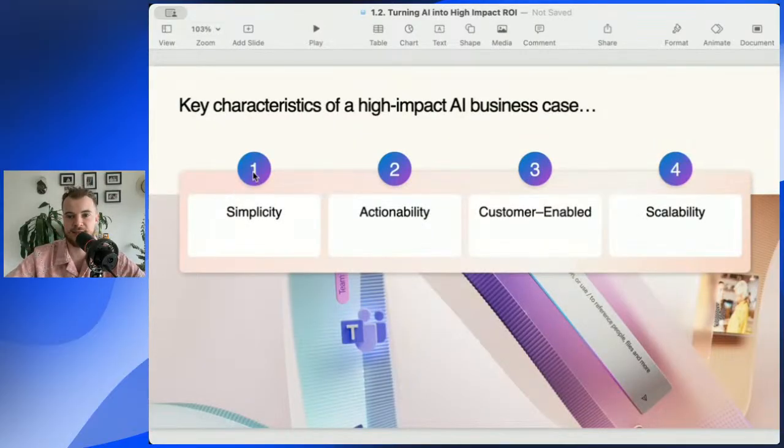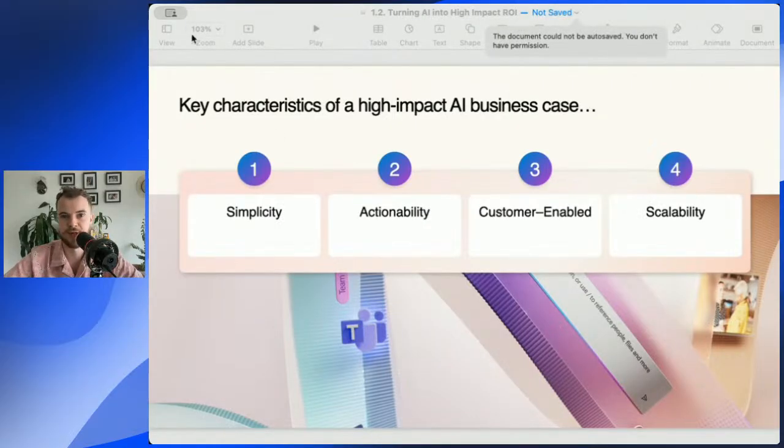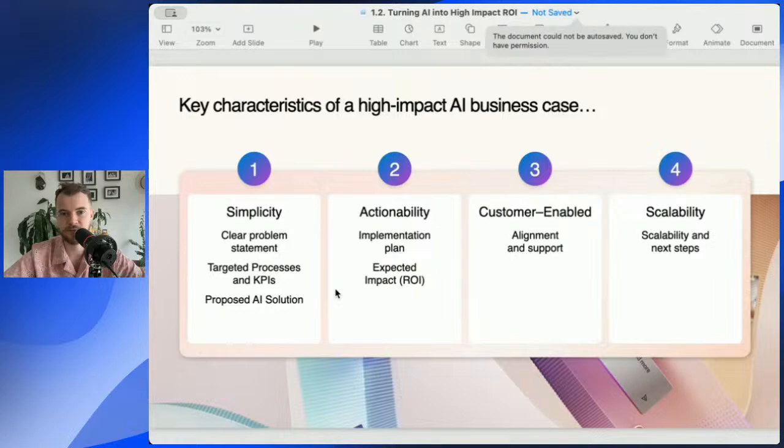And whenever you're making this business case, because you probably will have to your CHRO or chief information officer, they're going to want to be all over the security part of this. How can you make things simple, actionable, customer enabled, and scalable? So you need to be aligned and support your candidates or your internal staff. You have a clear problem statement. It needs to be scalable.